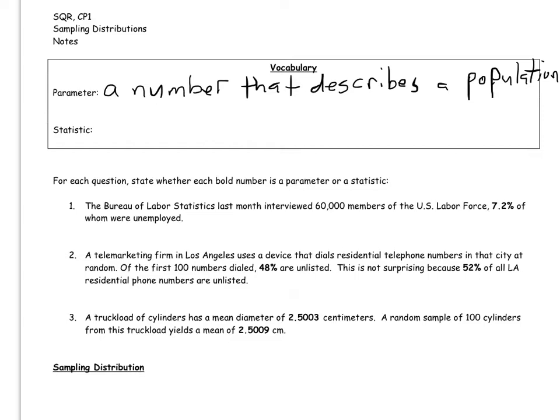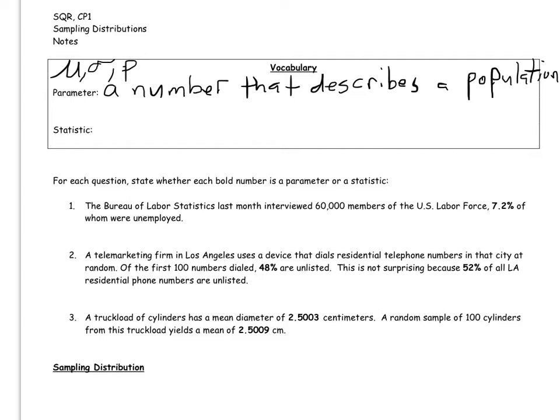So let me just write down some of the symbols that I'll use for parameters. Things like mu for the mean of a population, sigma for the standard deviation, p for a particular proportion for a population. A lot of times you'll see a Greek letter. And it's just a number that describes an entire population.